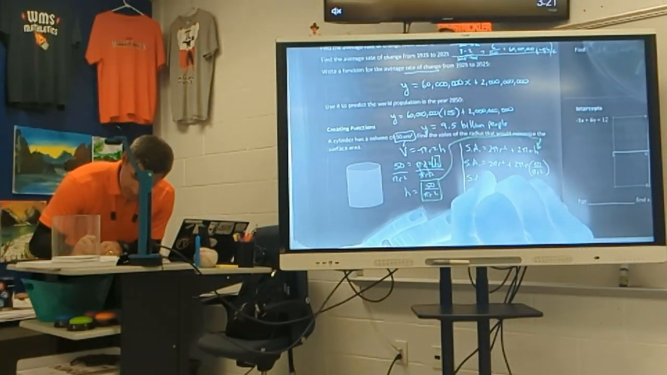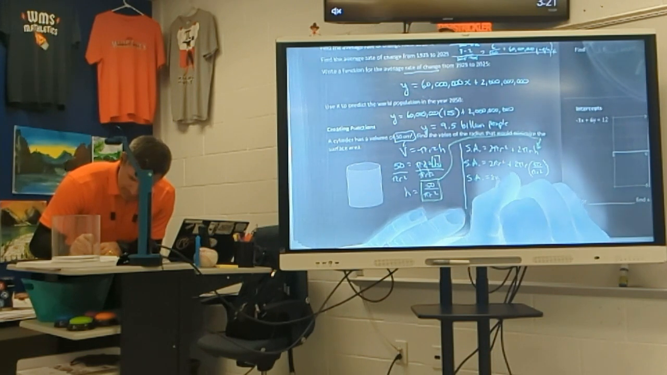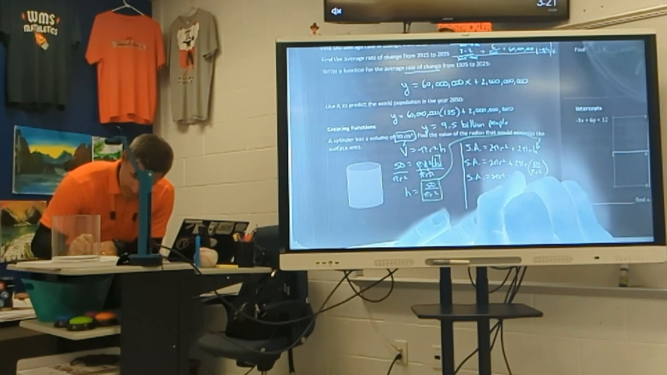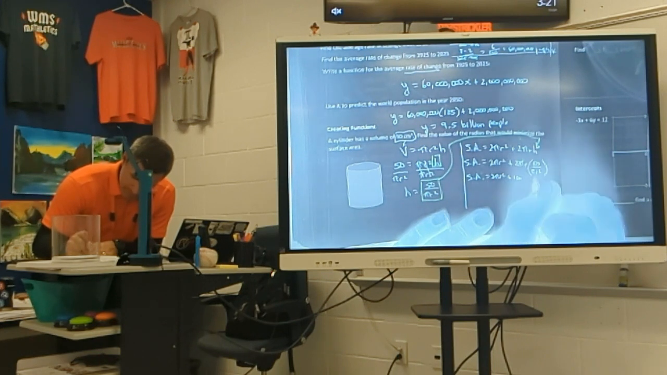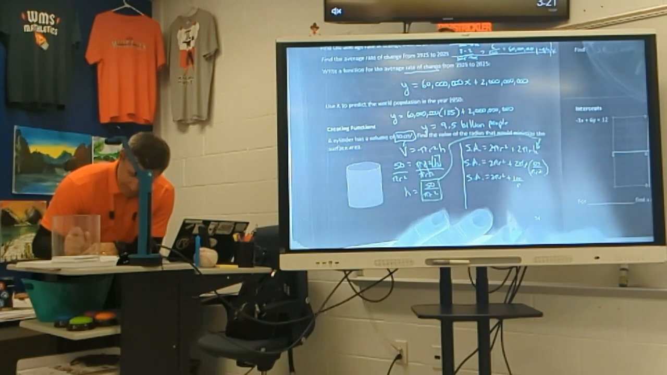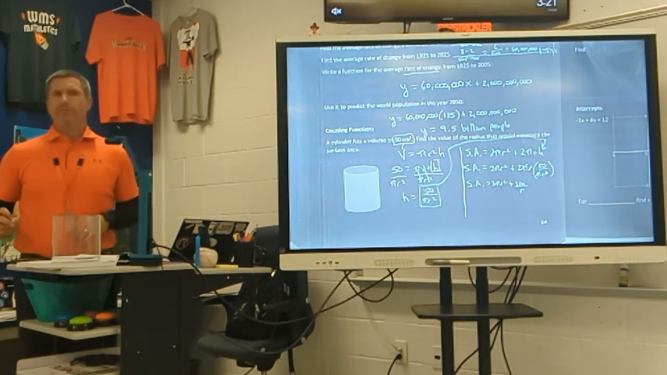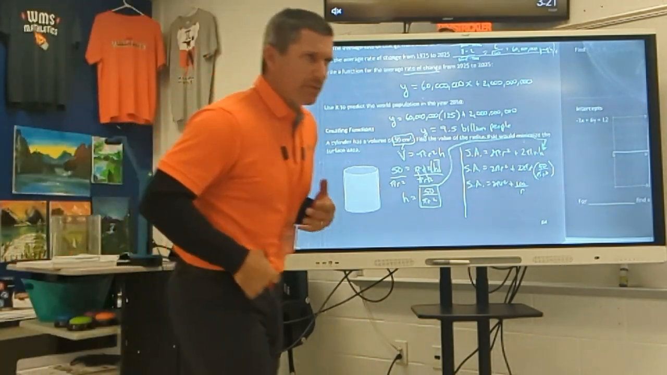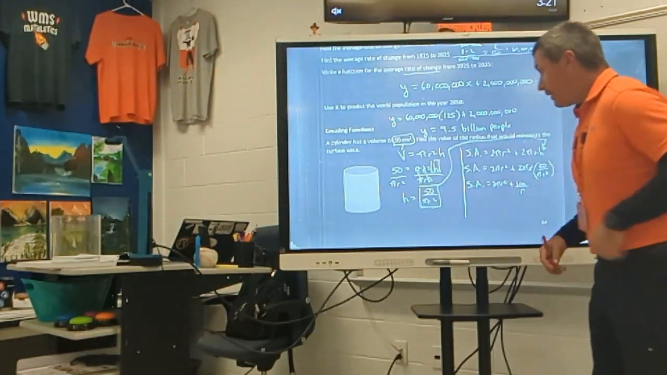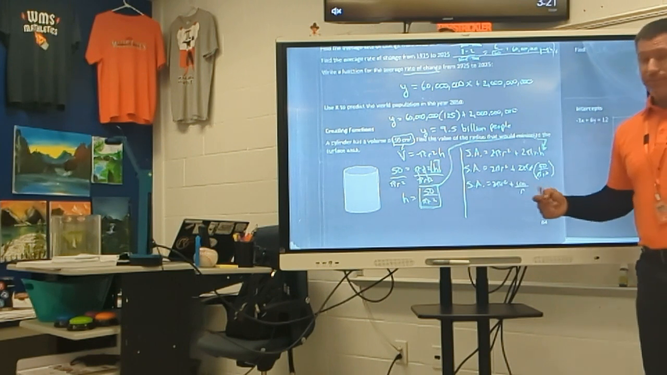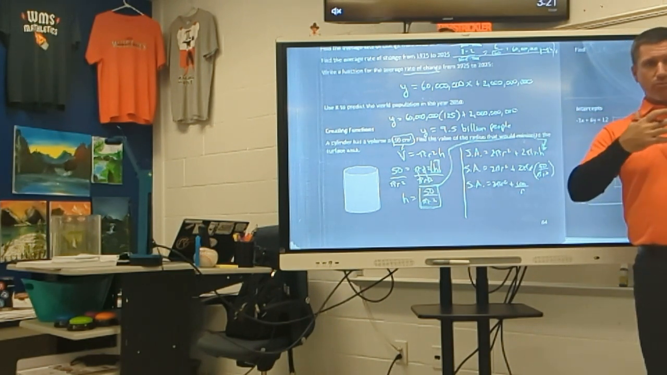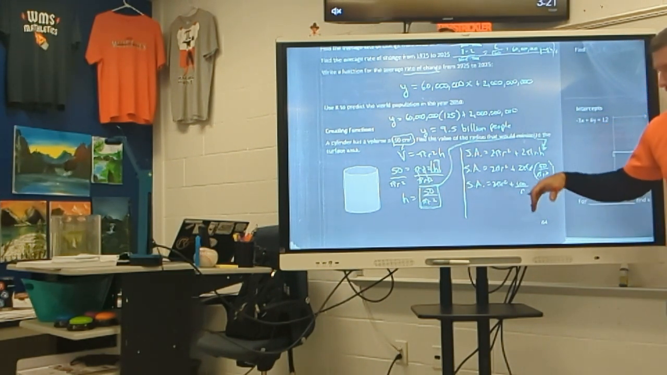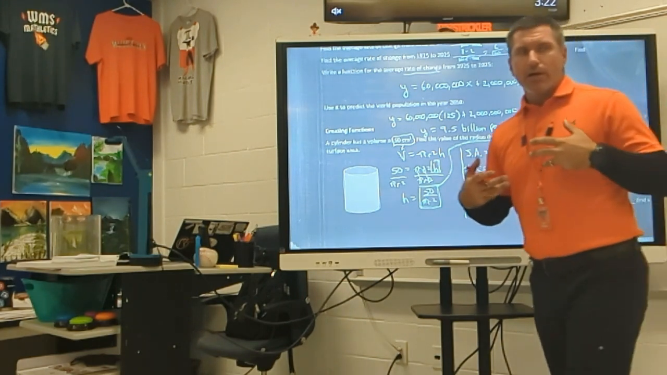Surface area equals 2 pi r squared plus 2 times 50 is 100. Pi's cancel. This r cancels with one of these, leaving 1 on the bottom. Oh, it's beautiful. You might remember that at this moment we said, what kind of function are we dealing with at this moment right now? Well, it is quadratic because of the r squared, but it's also rational because it has an r in the denominator. So it's this hybrid of 2 functions.